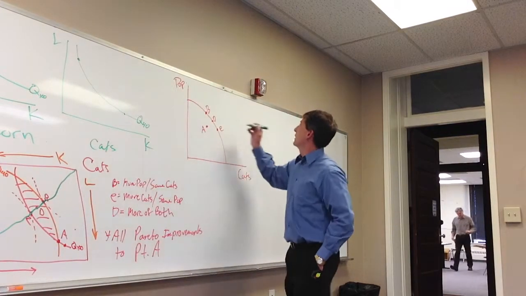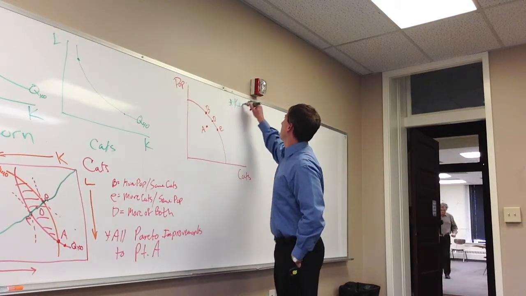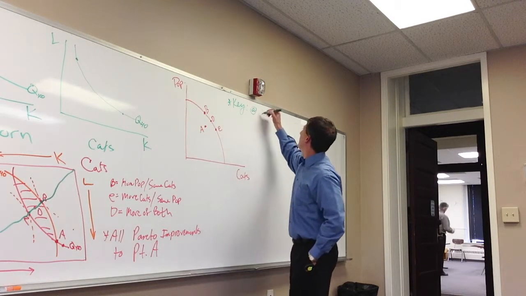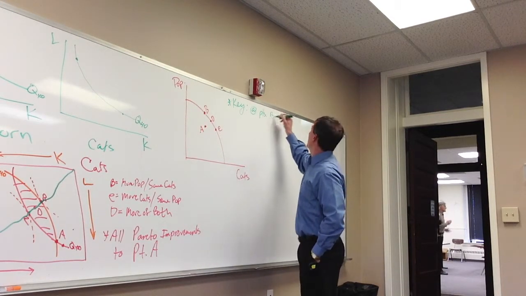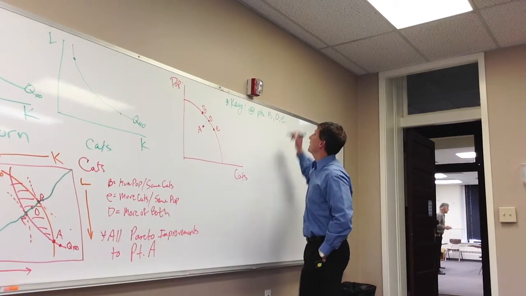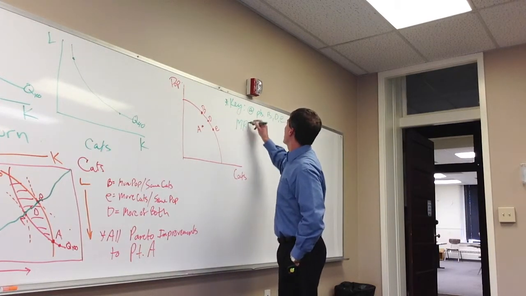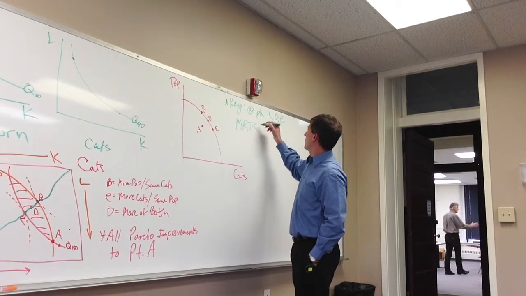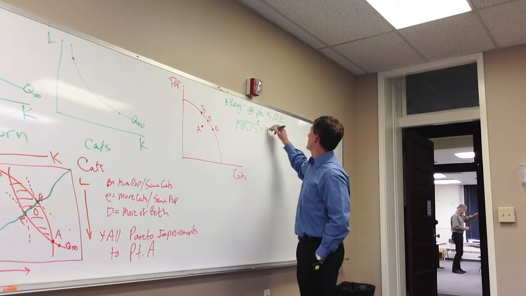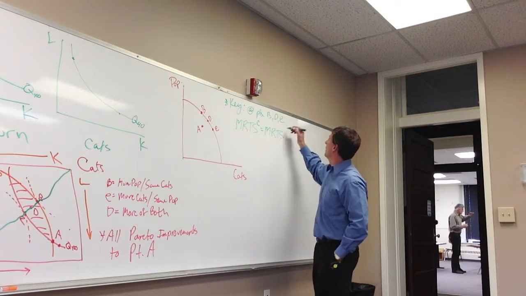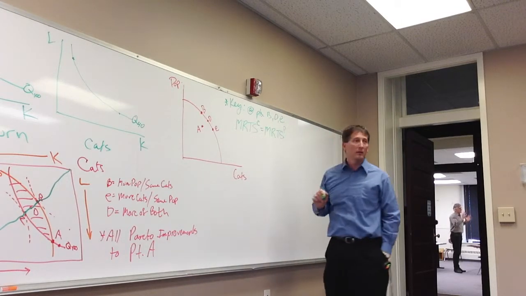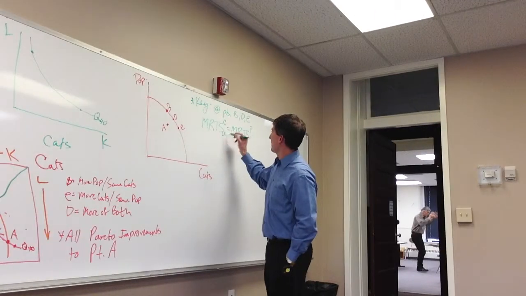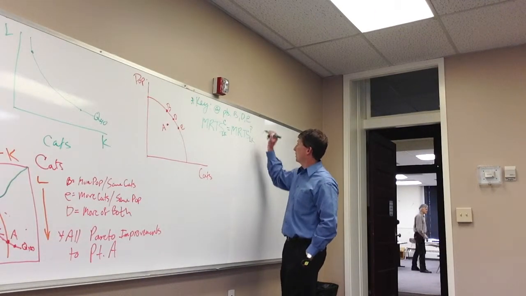Yes. So the key result here is that at points B, D, and E, the marginal rate of technical substitution for cats is equal to the marginal rate of technical substitution for popcorn. And this is between labor and capital for cats, labor and capital for popcorn.